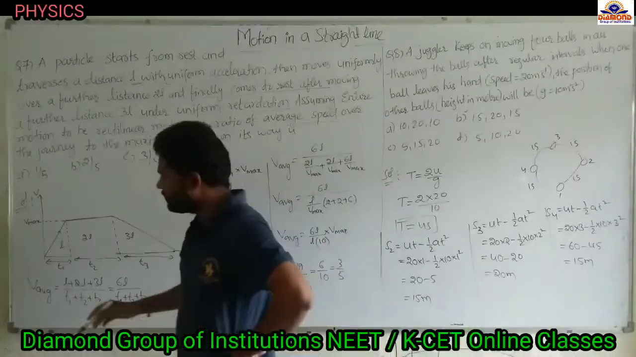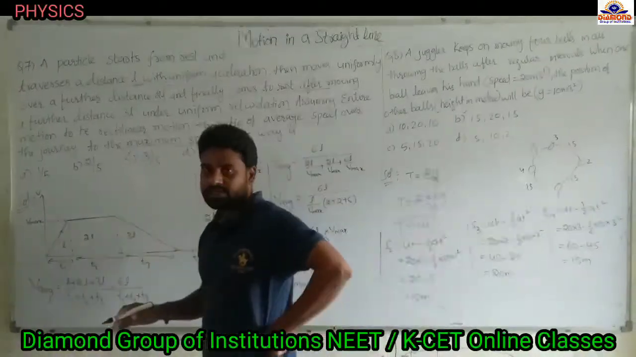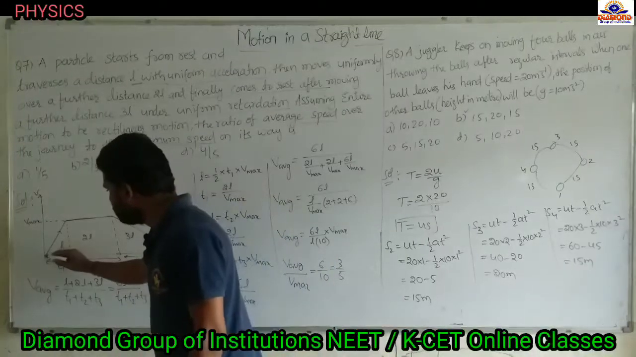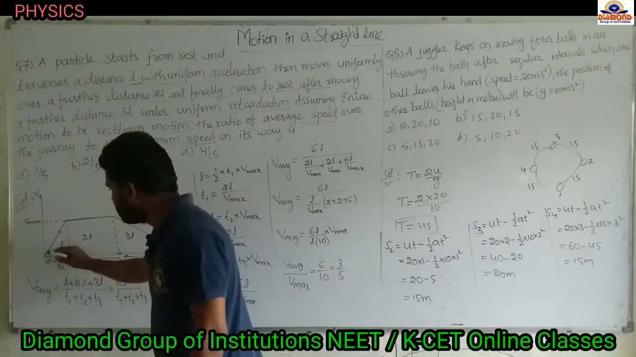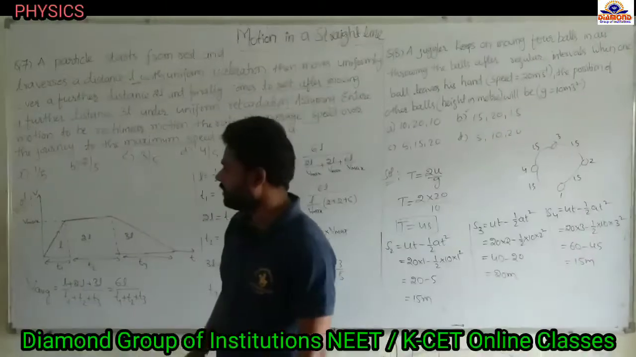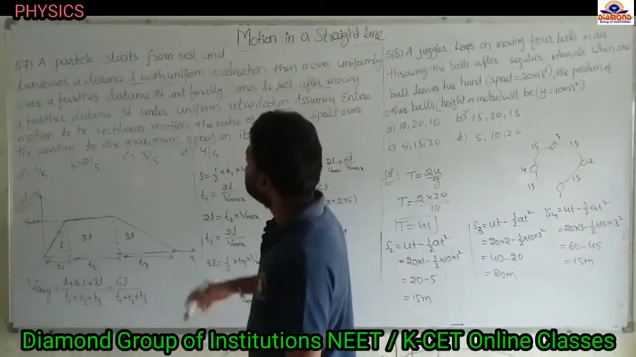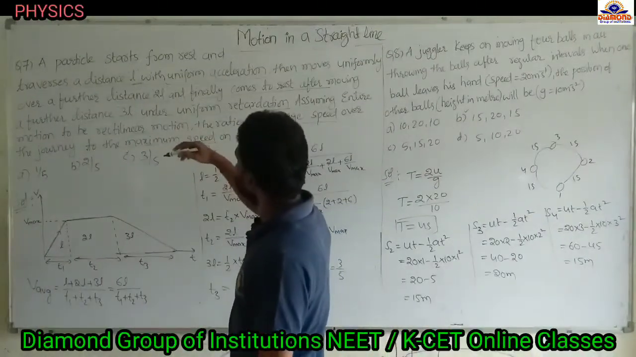So uniform acceleration means the graph between velocity and time is a straight line, starting from rest, so it is passing through the origin. With uniform acceleration it covers the distance L, and after some time the velocity becomes maximum.